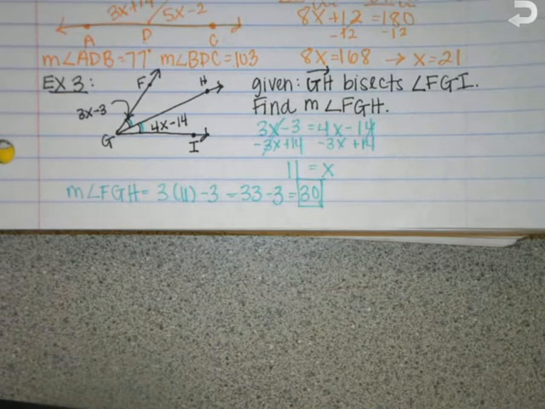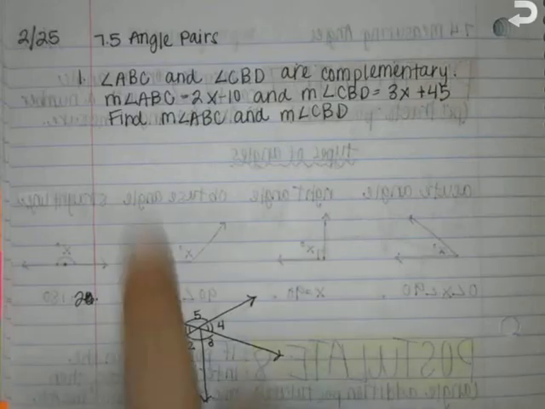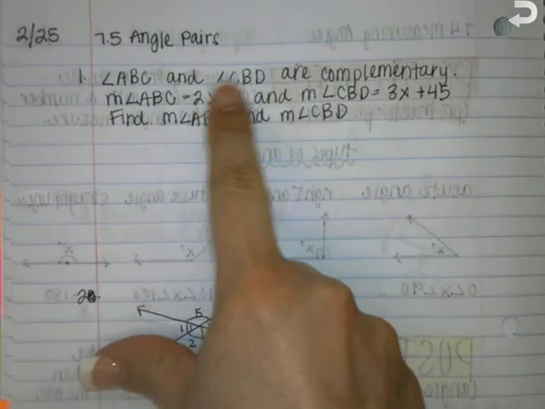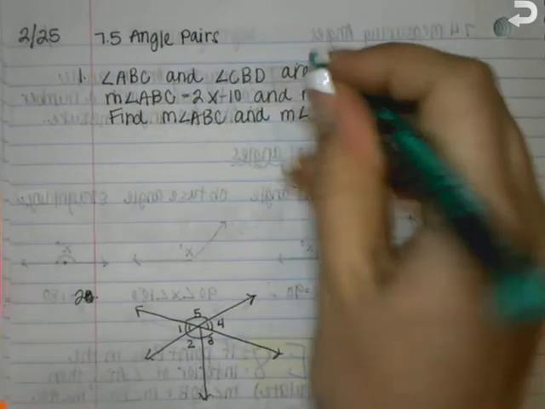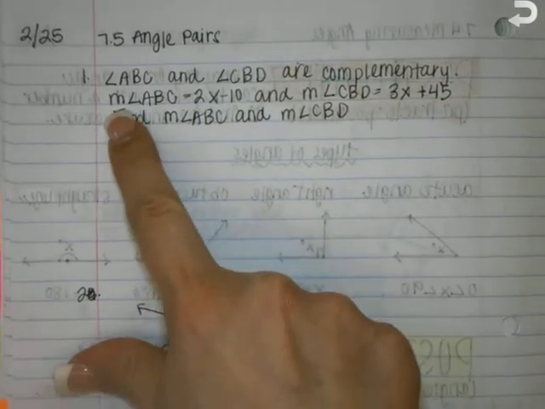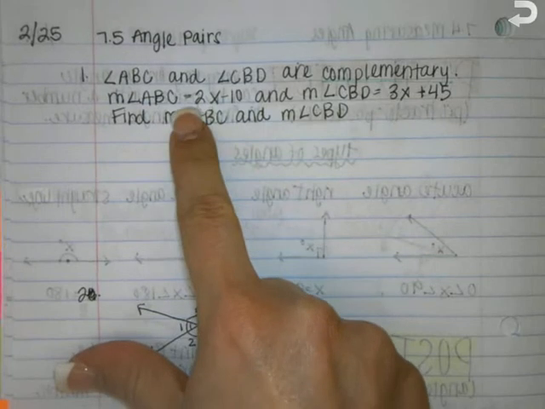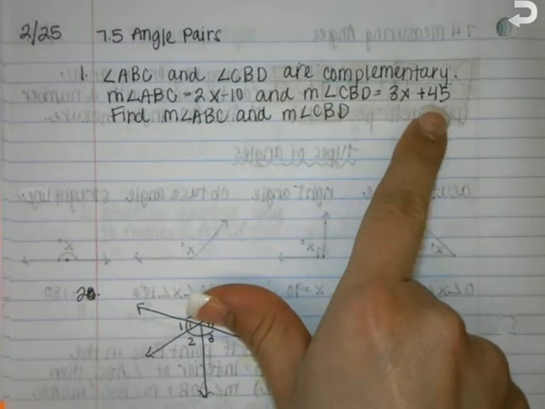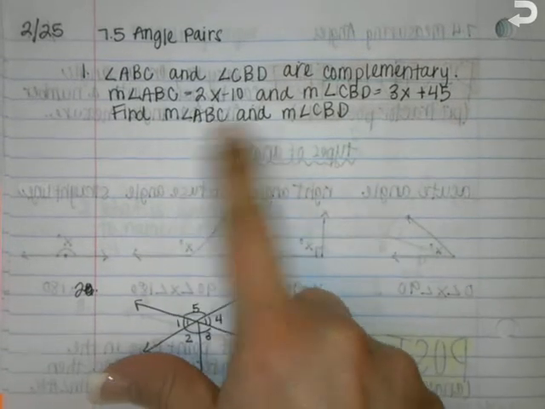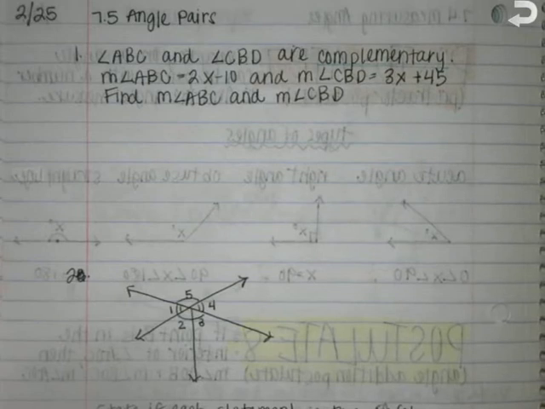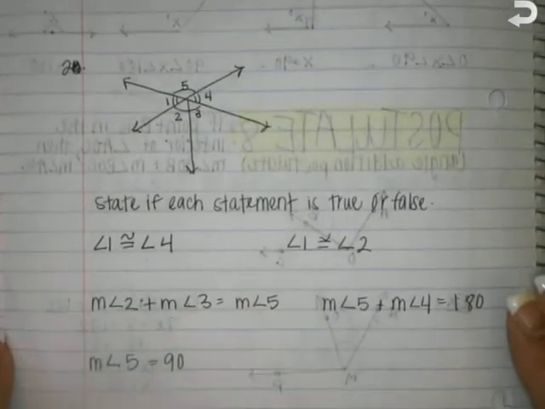Okay, so on the left side, there's only 2 questions. Angle ABC and angle CBD are complementary. So you have to look the definition up again. If the measure of ABC is 2x minus 10 and the measure of CBD is equal to 3x plus 45, find the measure of each one. So you probably want to draw a picture.